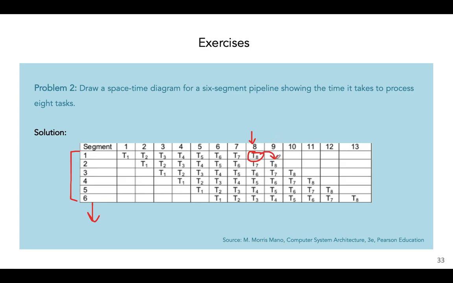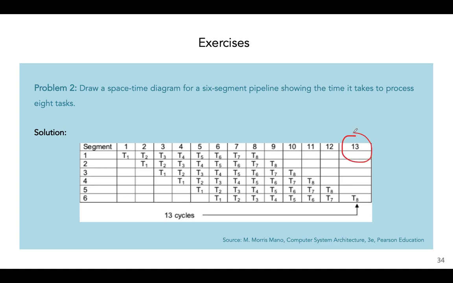So when the 9th clock pulse occurs, T8 moves to the next segment, then the 10th clock pulse occurs and T8 moves to the next segment, so it keeps moving towards the exit. And finally, with the 13th clock pulse, T8 is in the final segment of the pipeline, which is segment 6, and that is the end of your cycle, right? So you can see that it took 13 clock pulses or 13 clock cycles to process 8 tasks through all 6 segments of your pipeline, and that is what you needed to find out.